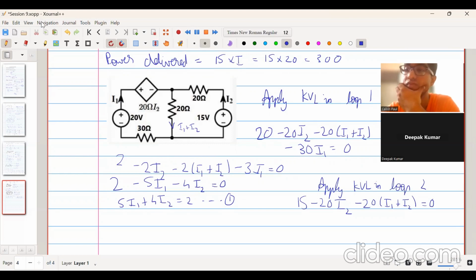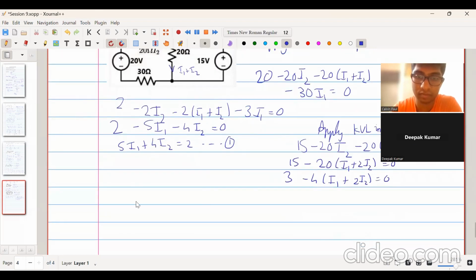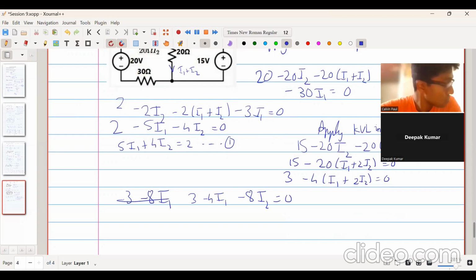Any doubts in this? No, sir. Okay. So we get 15 minus 20 into (I1 plus 2 I2) is equal to 0. We get 3 minus 4 into (I1 plus 2 I2) is equal to 0. So 3 minus 4 I1 minus 8 I2 is equal to 0. Still here, any problem? No, sir. So we get 4 I1 plus 8 I2 is equal to 3, and this is equation 2.